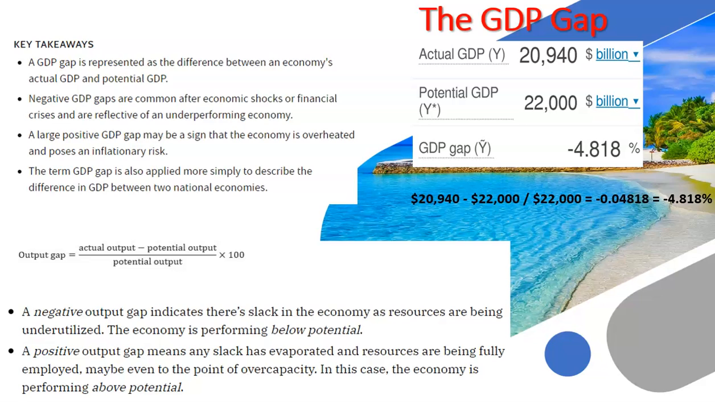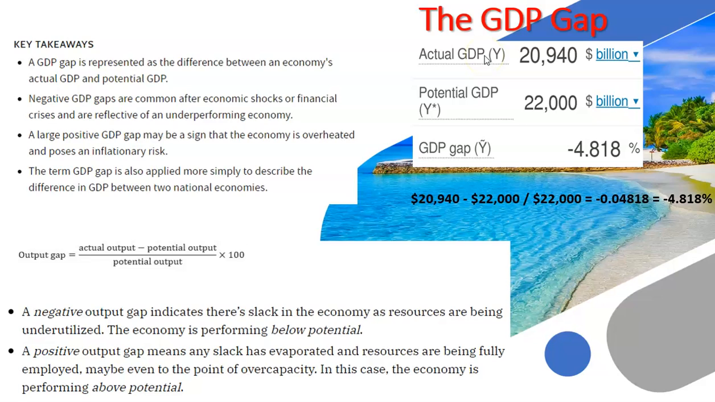So let's discuss it a little bit further. Some takeaways. The GDP gap is represented as the difference between the economy's actual GDP and potential. So the actual minus the potential is how we end up with it. Here's an example right here. Let's just do it now.